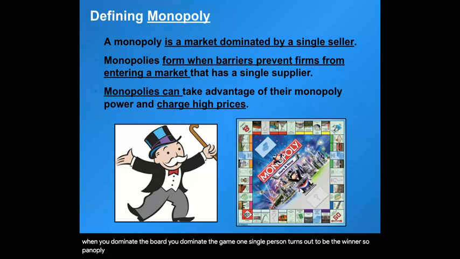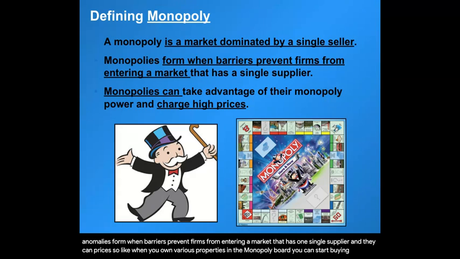So, monopolies form when barriers prevent firms from entering a market that has one single supplier, and they can take advantage of their monopoly power and they can charge high prices. So, like when you own various properties on the Monopoly board, you can start buying houses, you can start buying hotels, and you can charge people more money because you have the monopoly.